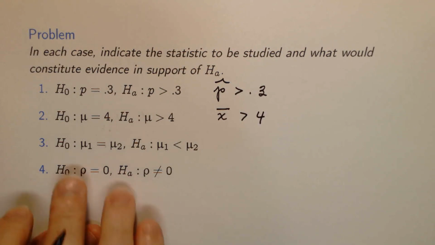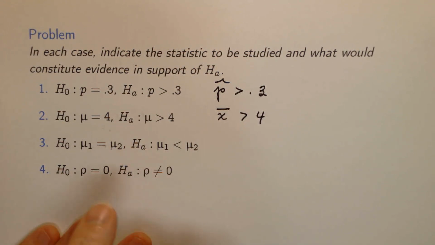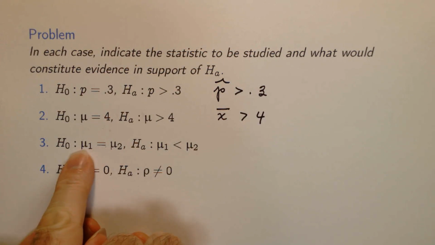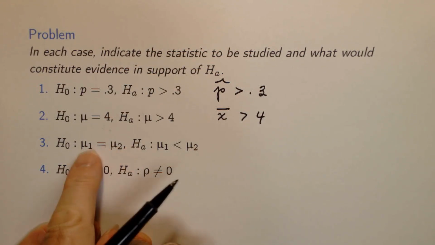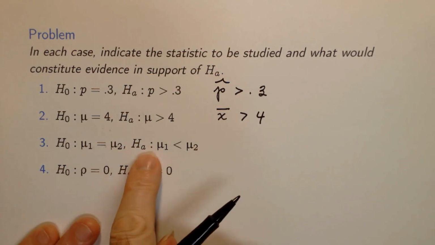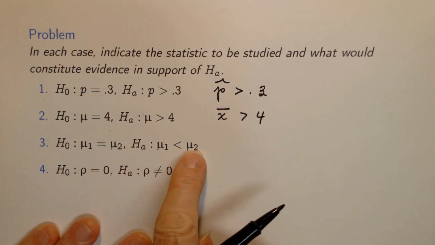Okay, this problem 3 involves two different population parameters. So we've got a mean from a population 1 and a mean from a population 2. The null hypothesis is that those are the same. They have the same value. And the alternative hypothesis is that mu1 is less than mu2.